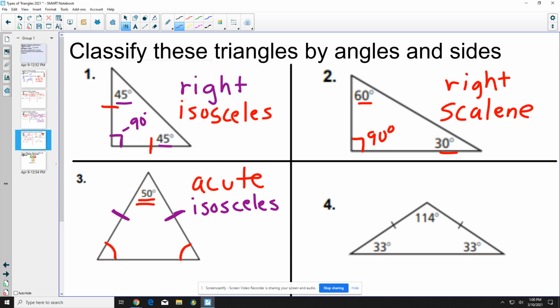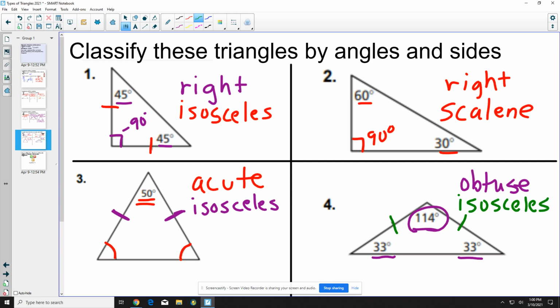All right, look at number 4. We're going to name it by the angles. There's a 33, a 114, and a 33. Well, one of the angles is more than 90. So if one of the angles is more than 90, it's called obtuse. Now look at the sides. Are any of the sides the same length? Yes, 2 of them. So if we have at least 2 sides the same length, it is called isosceles. Exactly.